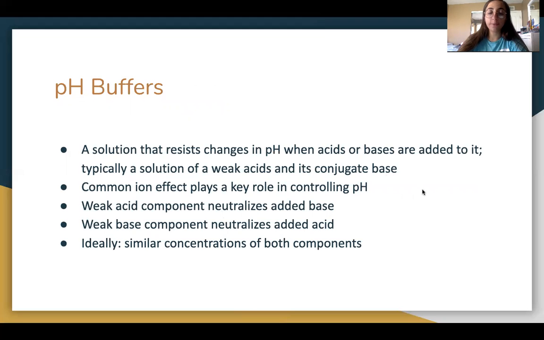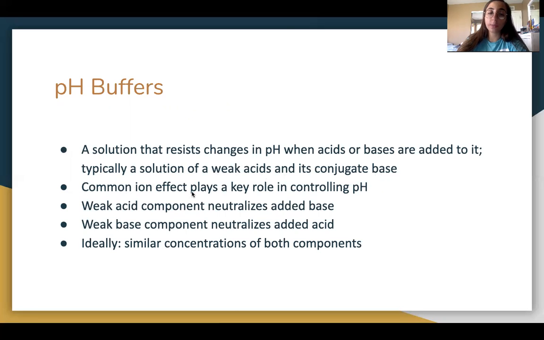So some facts about pH buffers. A pH buffer is a solution that resists changes in pH when acids and bases are added to it, typically a solution of a weak acid and its conjugate base. It can also be a weak base and its conjugate acid.